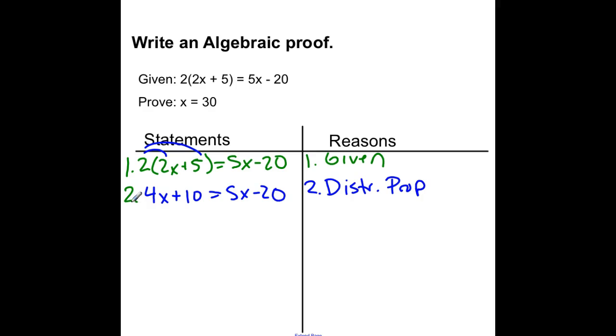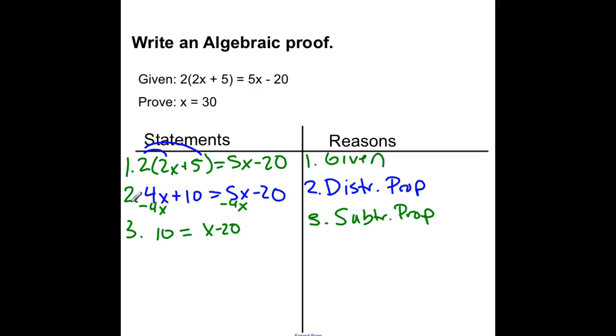Well, typically I would try to get all the x's together, all these variables together. So that's what I'm going to do. I'm going to bring the 4x over to the 5x. And I get 10 equals, well, that's x minus 20. You want to think about, well, what did I just do to both sides of the equation? I subtracted something. Well, that's just your subtraction property of equality. You can do that as long as it's the same thing for both sides.